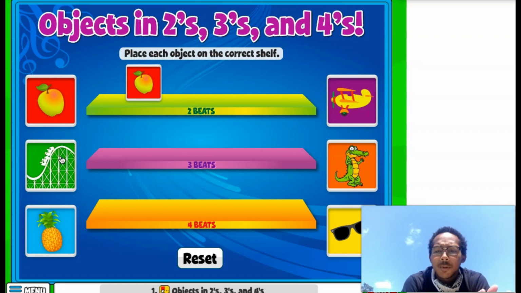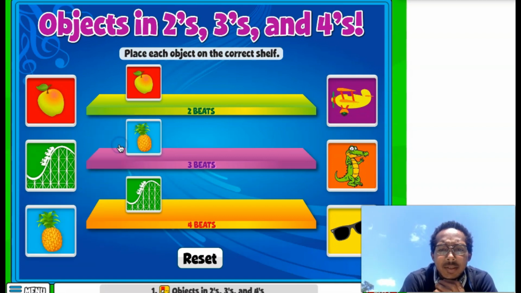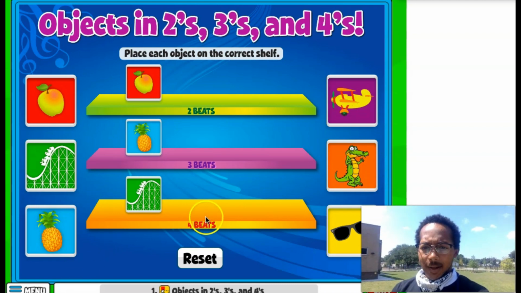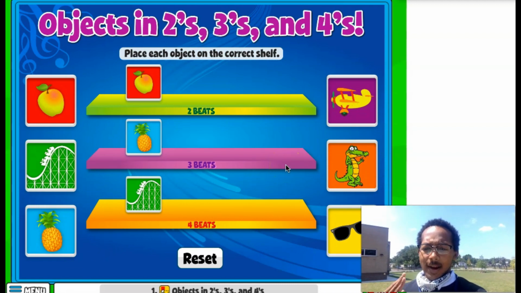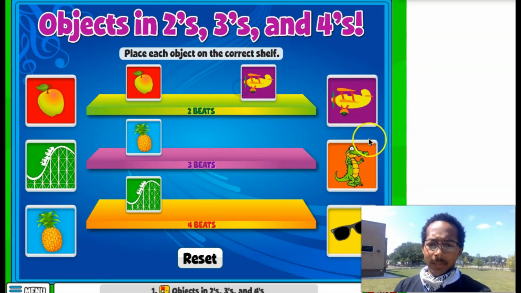Next, roller coaster, roller coaster. 4 beats. Very good. Next one, pineapple, pineapple. That's right, 3 beats. Let's try the next one. Airplane, airplane. 2 beats. That's right.